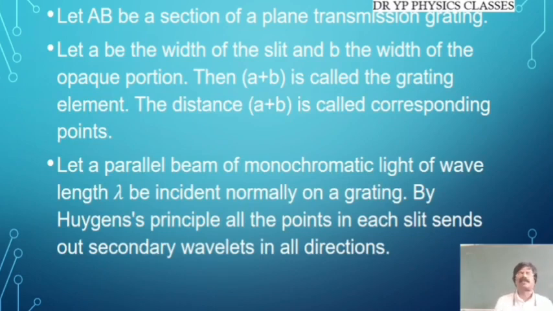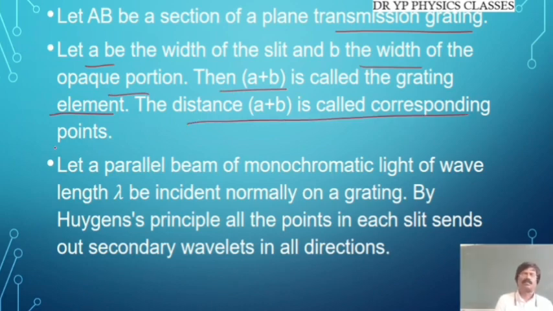So this is all the explanation where, given AB is a section of the plane transmission grating. Let a be the width of the slit and b be the width of the opaque portion. Then a plus b is going to be the grating element. A plus b is called the grating element, the distance between the corresponding points.